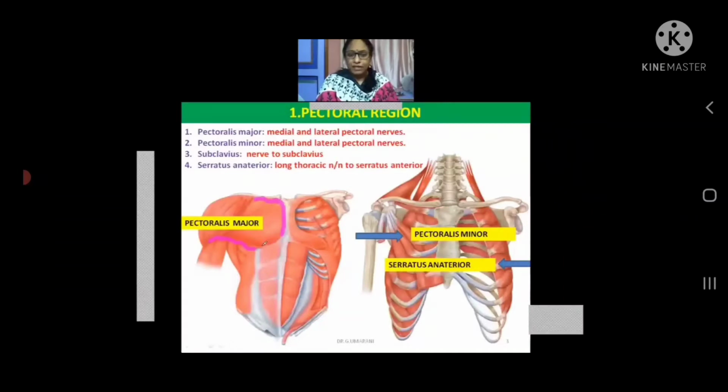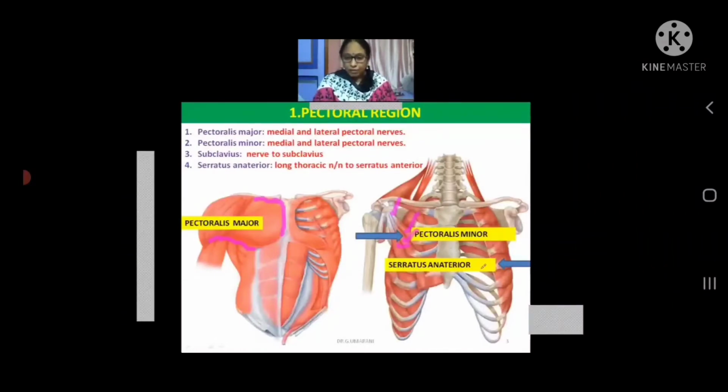The nerve supply we already discussed. The next is the pectoralis minor. This arises from the 3rd, 4th, and 5th costal cartilages, along the costochondral junction, and it is inserted into the coracoid process, this part of the scapula. Pectoralis minor is a very important muscle which helps in forced inspiration.